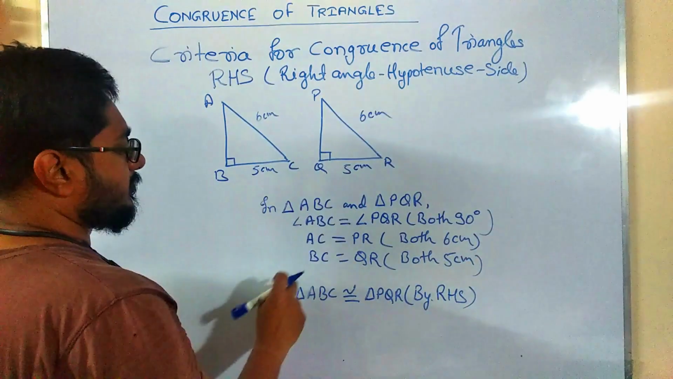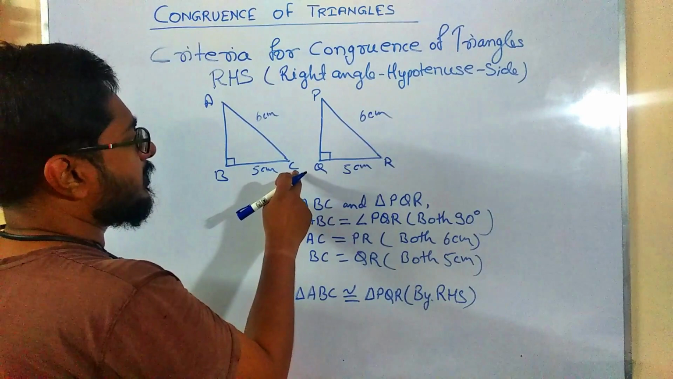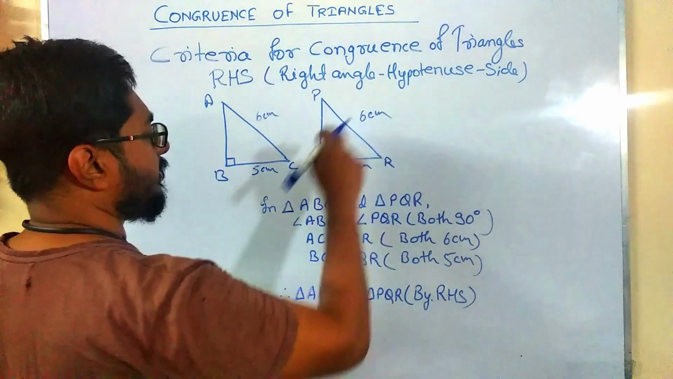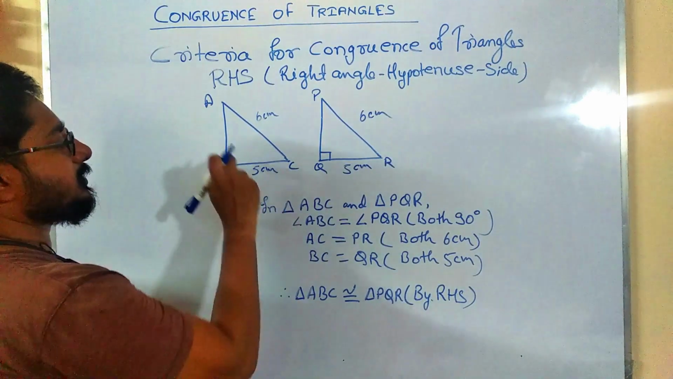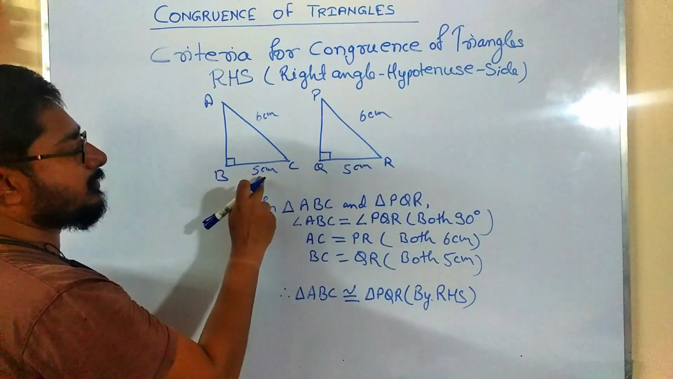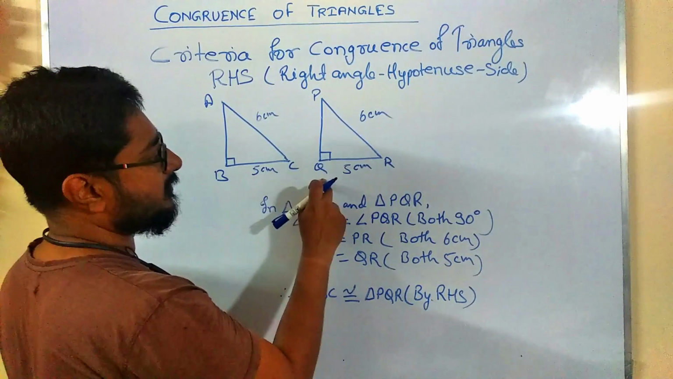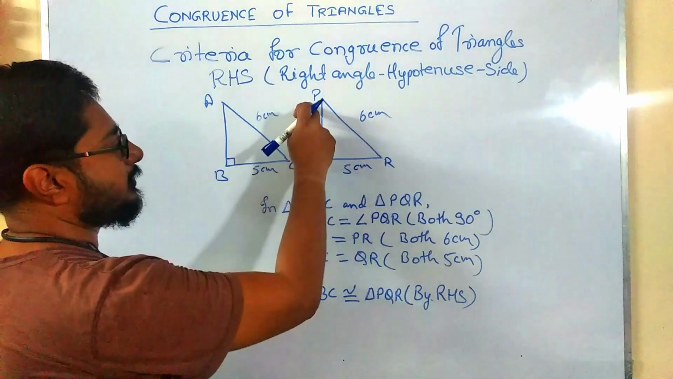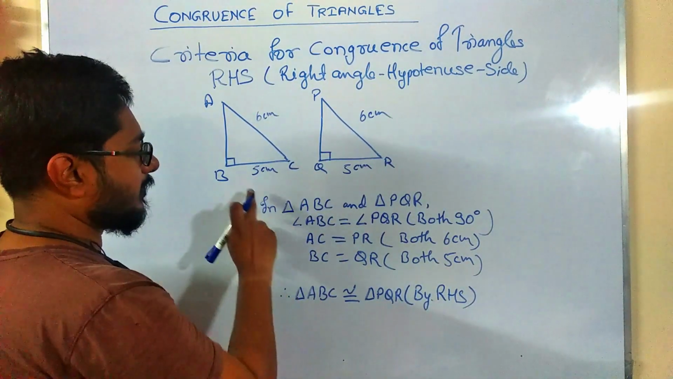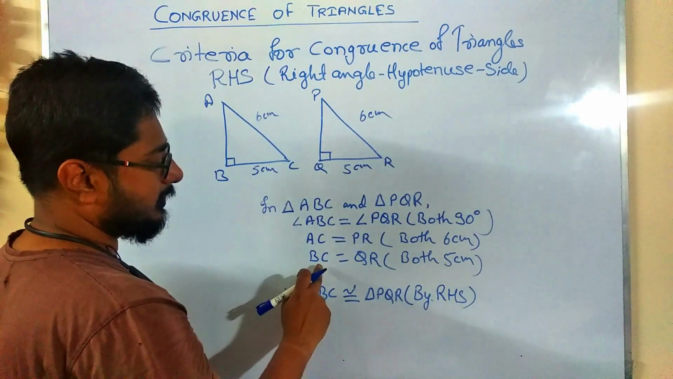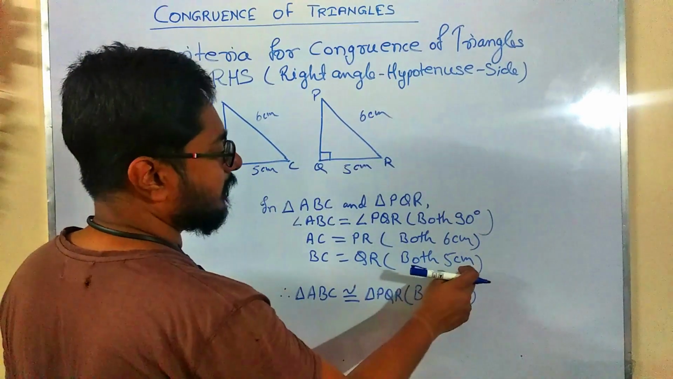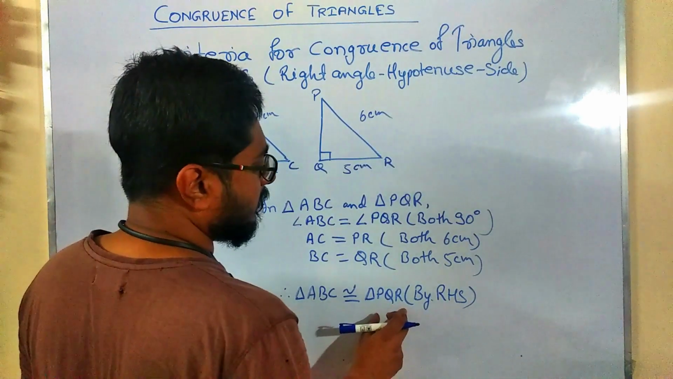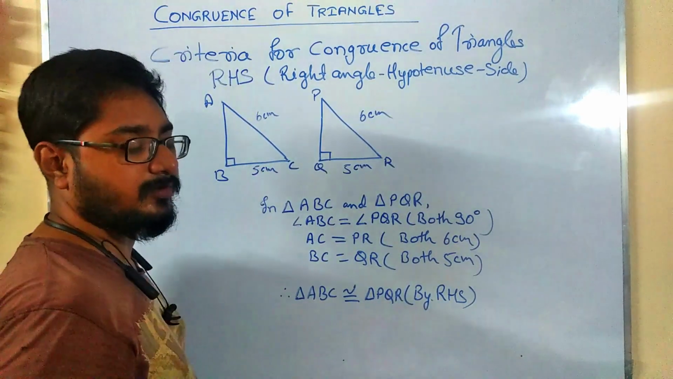Then hypotenuse AC is equal to PR, both 6 centimeter. And then side, you can take any one of the sides. If you want to compare BC, then you have to compare it with QR. If you are comparing AB, then you have to compare with PQ. I am comparing here BC and QR. So I have written BC equal to QR, both 5 centimeters. So triangle ABC is congruent to triangle PQR by RHS congruency criteria.